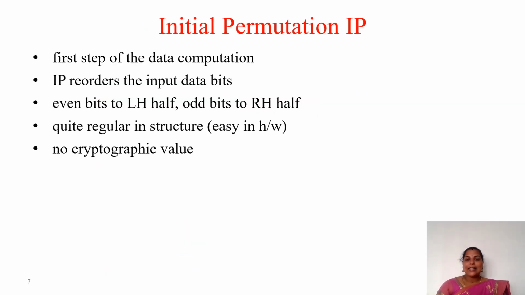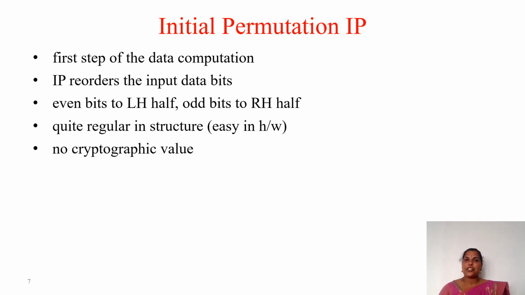Then the first step is the initial permutation, IP. Here it is the first step of the data computation. Permutation means some rearrangement happens. And in this DES, many predefined tables are there. For performing the initial permutation also, a permutation table is there. Based on that only we have to change it.